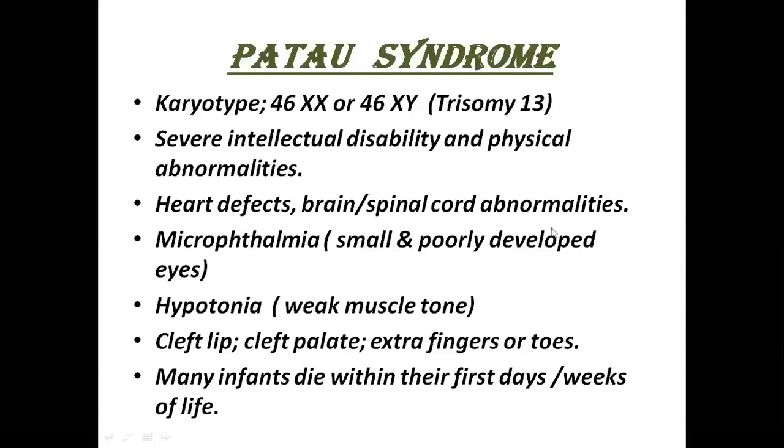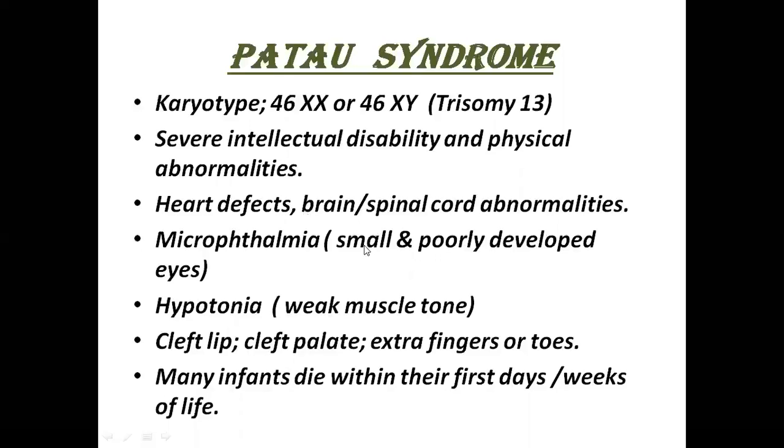Then we have Patau syndrome, the next genetic disorder associated with the autosomes. Karyotype is 46 chromosomes in males or 46 chromosomes in females, and this is trisomy of the 13th chromosome. Patau syndrome is associated with severe intellectual disabilities and physical abnormalities in many parts of the body. Individuals with trisomy 13 often have heart defects, brain or spinal cord abnormalities.